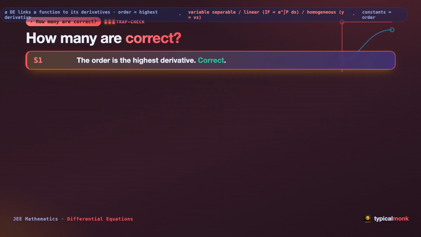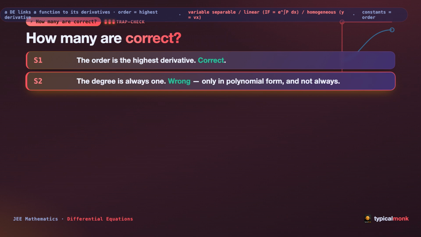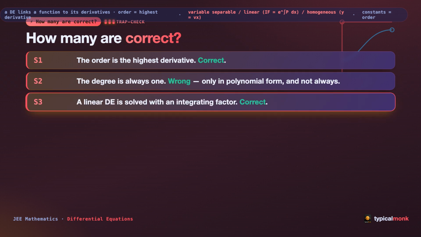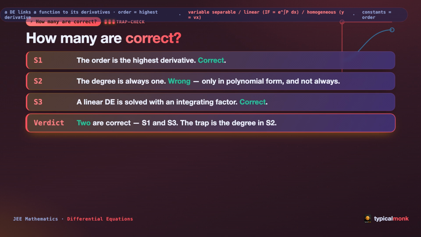Now, how many of these statements are correct? Statement 1. The order is the highest derivative. Correct. Statement 2. The degree is always 1. Wrong. Only in polynomial form and not always even then. Statement 3. A linear differential equation is solved with an integrating factor. Correct. So the answer, 2 are correct: statements 1 and 3. The trap is the degree in statement 2.